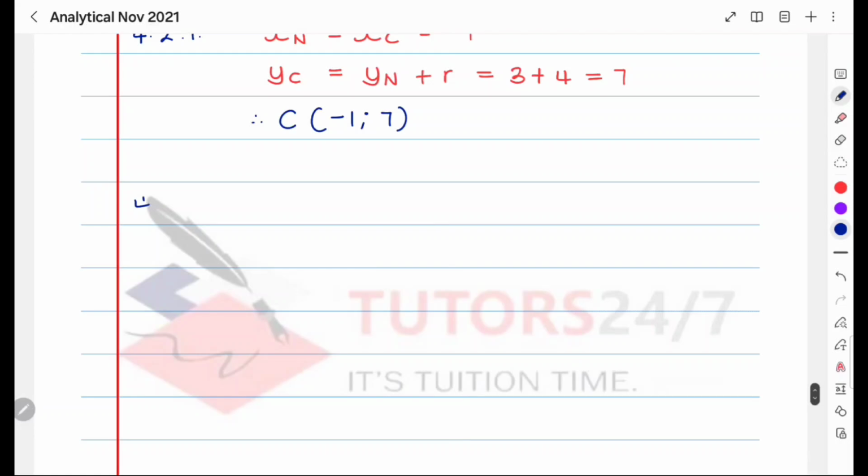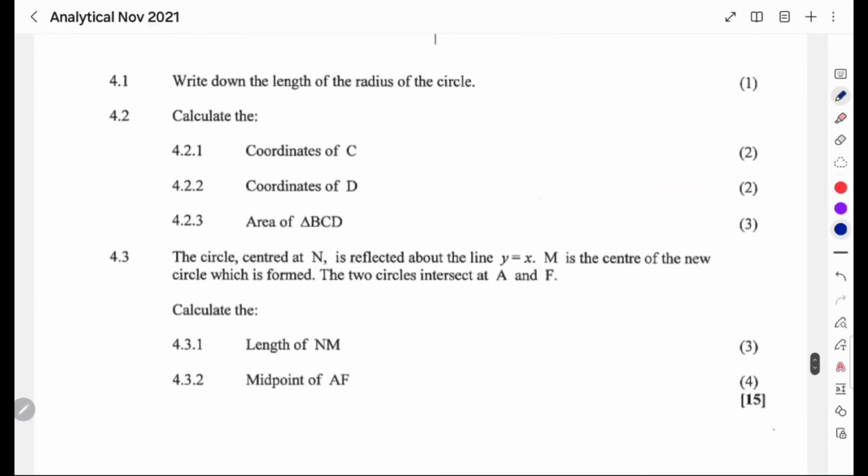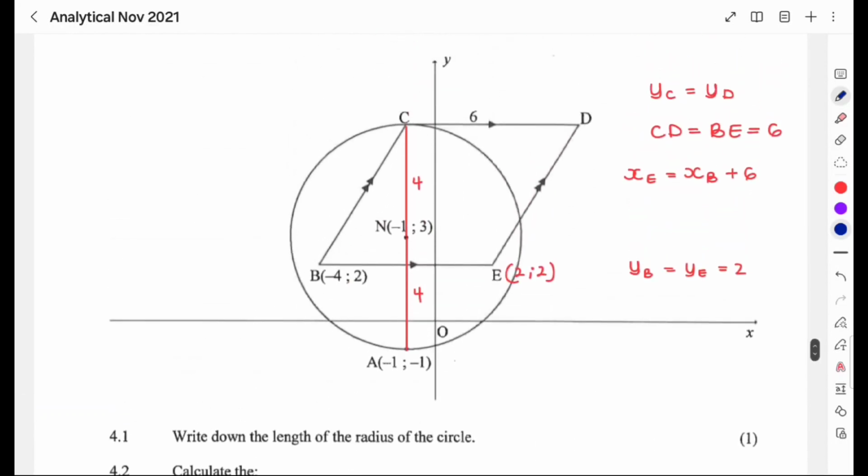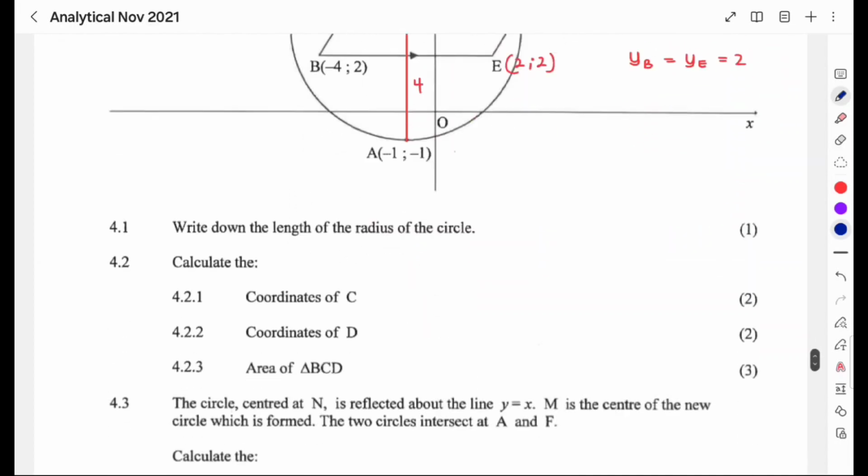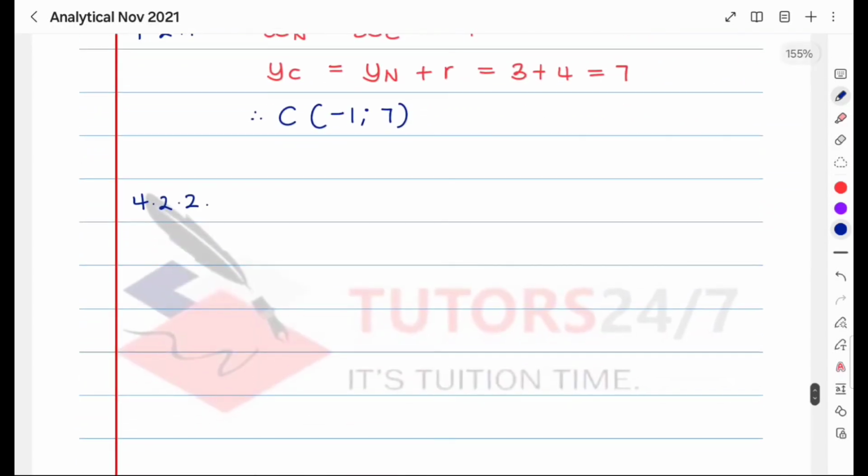Next, we have question 4.2.2. Question 4.2.2 states, calculate the coordinates of D. We've already discussed that D has the same y value as C, because CD is parallel to BE, which is parallel to the x-axis. So we know that the y value of C is equal to the y value of D, which is equal to 7.